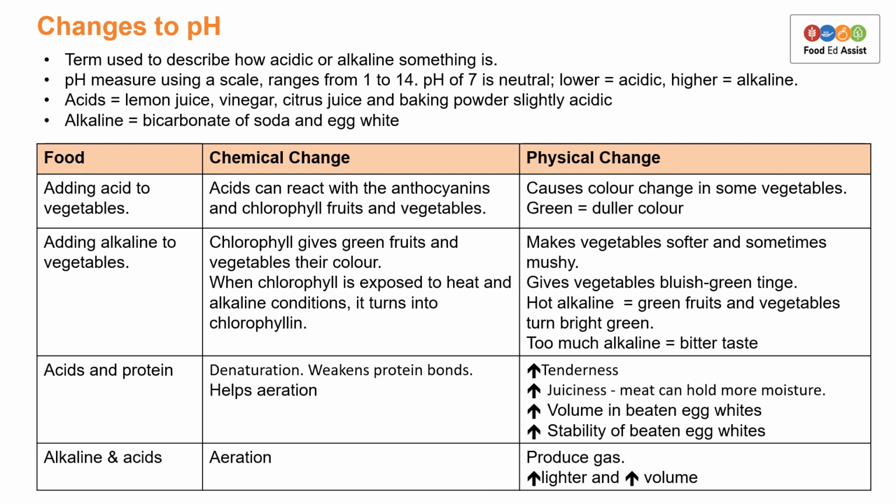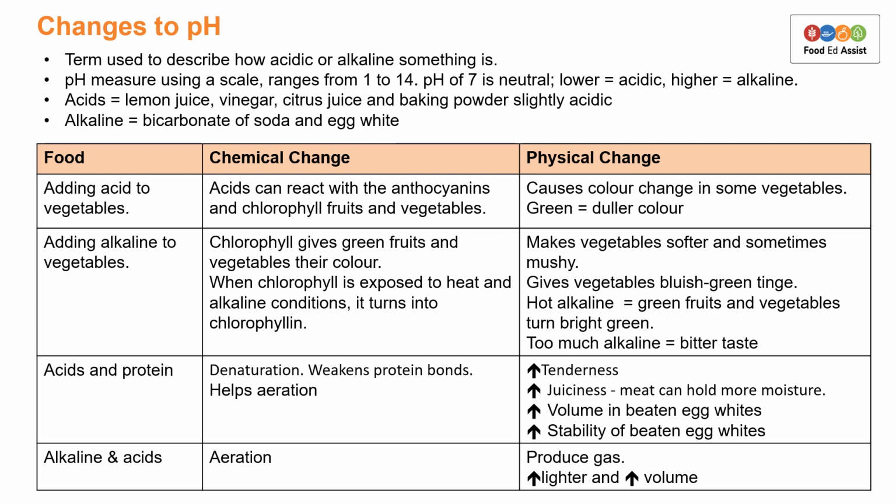Changes to pH is another area we need to discuss. Basically, pH is the term used to describe how acidic or alkaline something is. We use a scale to measure the pH level of a liquid or a food. It ranges from 1 to 14. A pH of 7 is neutral. Anything lower is acidic. So a 3 is lower, that means it's acidic. Anything higher than a 7, 8, 9, 10, they're all alkaline.